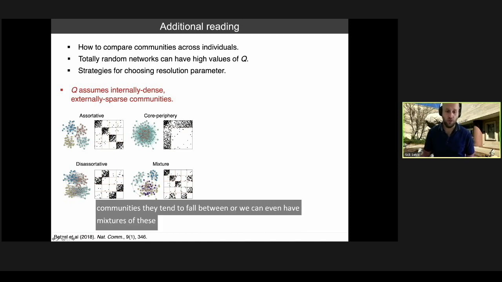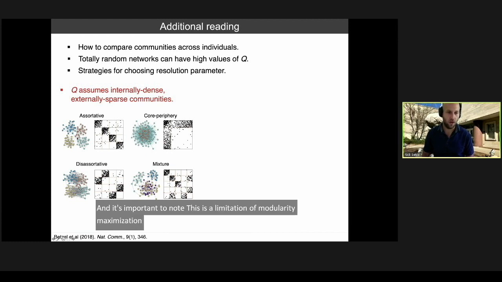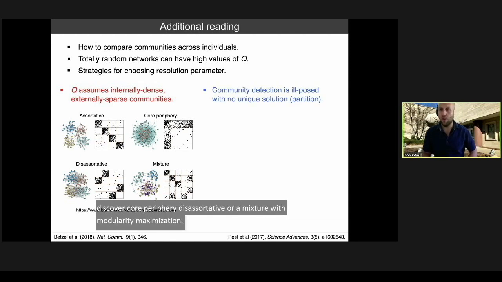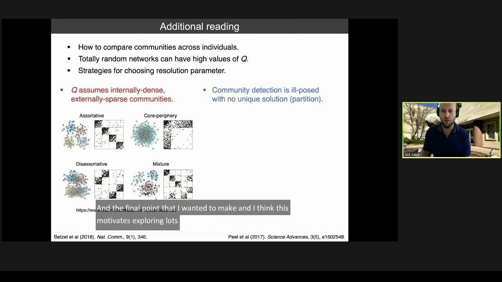And it's important to note this as a limitation of modularity maximization, that effectively we will only discover this first kind of community. You'll never discover core periphery, disassortative, or a mixture with modularity maximization. And the final point that I wanted to make, and I think this motivates exploring lots of different methods besides modularity, is that community detection, just in general, as a problem, is ill-posed and there's no unique solution. There's no truly unique optimal solution for how to partition a network.